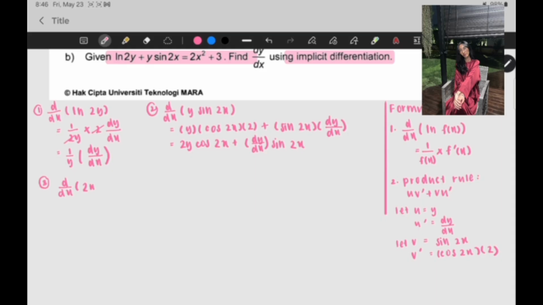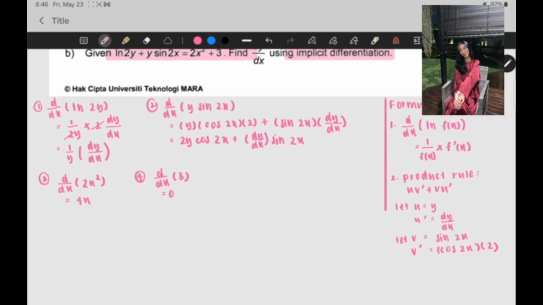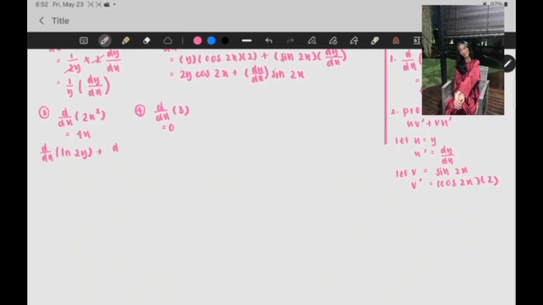Next, we differentiate 2x squared. By using the power rule, we can get the answer of 4x. Then we differentiate 3, and it will be 0. Then we combine all of the differentiation that we have done into one equation.